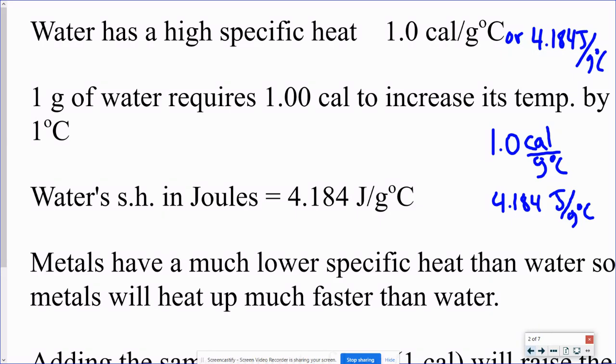Metals, on the other hand, have a much lower specific heat than water. So metals will heat up much faster than water. If you think about it, if you've gone outside on a sunny day and it had rained, and so there's mud puddles, if you touch the water in a mud puddle versus walking over to a car that's made out of metal, the car will feel much hotter. It will be much hotter because it heated up faster than that water. So specific heat is a property of a substance, how much heat it takes to heat 1 gram of it 1 degree. Water compared to other substances has a much higher specific heat.